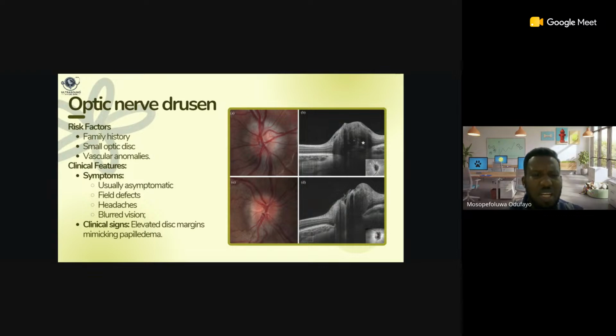Clinical features, usually asymptomatic. There could be field defects, headaches, or blurred vision. I remember that the person I did it for had a history of blurred vision. Yeah. Clinical signs, elevated disc margins, mimicking papilledema.